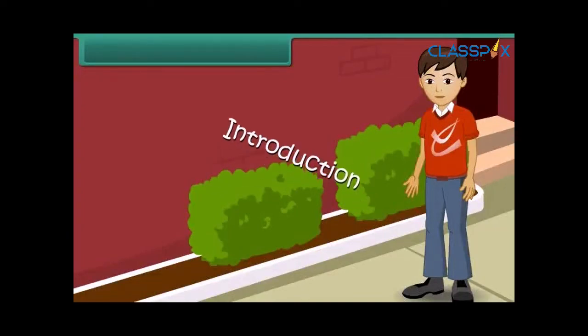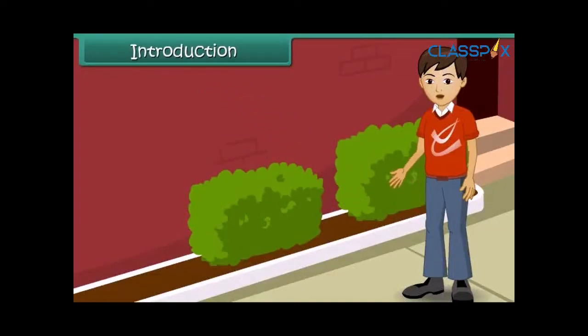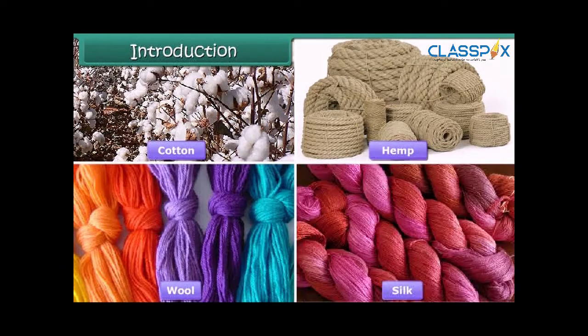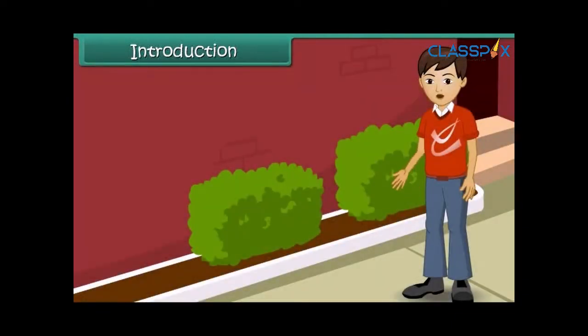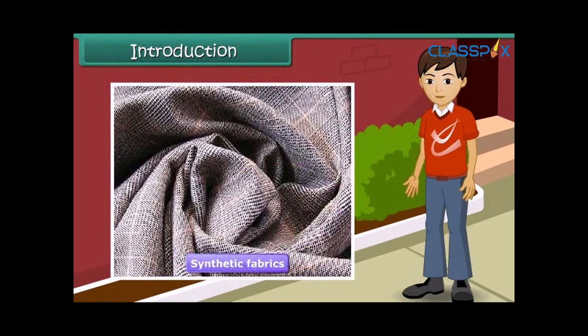Introduction. Since ancient times, we have worn fabrics made of natural materials like cotton, hemp, wool, and silk. But with the advent of science and numerous inventions, today we can see a wide variety of synthetic fabrics. In this lesson, you will study about the general properties of synthetic fibers and their importance in our everyday lives.